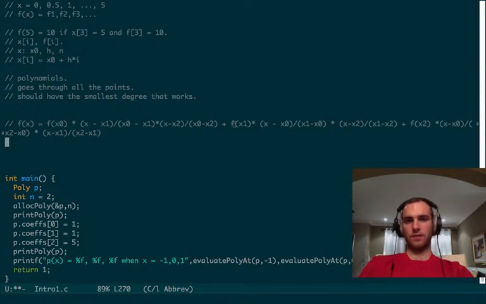But since we have this in the program, the notion of a polynomial, we don't actually have to compute it every time.